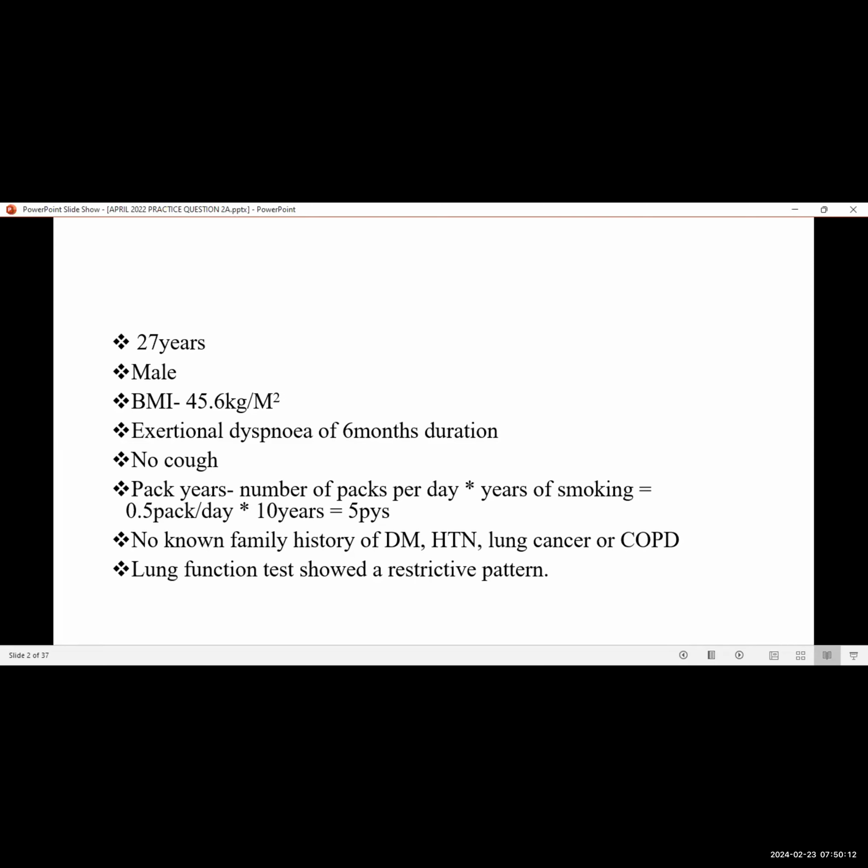I just decided to do a brief summary of the biodata and everything that was given. The patient is 27 years old, male, with a body mass index of 45.6 kilogram per meter square. The patient has exertional dyspnea of 6 months duration, but no cough. Pack years, calculated by number of packs per day: the patient smokes 10 sticks, which is 0.5 packs per day, multiplied by 10 years, that is about 5 pack years. No family history of diabetes, hypertension, lung cancer, and chronic obstructive pulmonary disease. The patient has lung function tests that showed restrictive pattern.